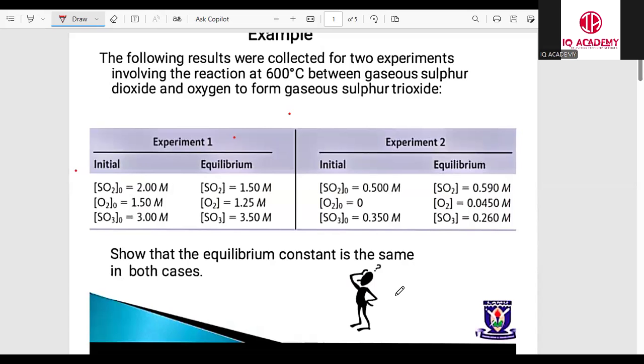Okay, so welcome to today's lesson. We are going through questions on chemical equilibrium. Okay, and the first question is this question that you are seeing on your screen here.